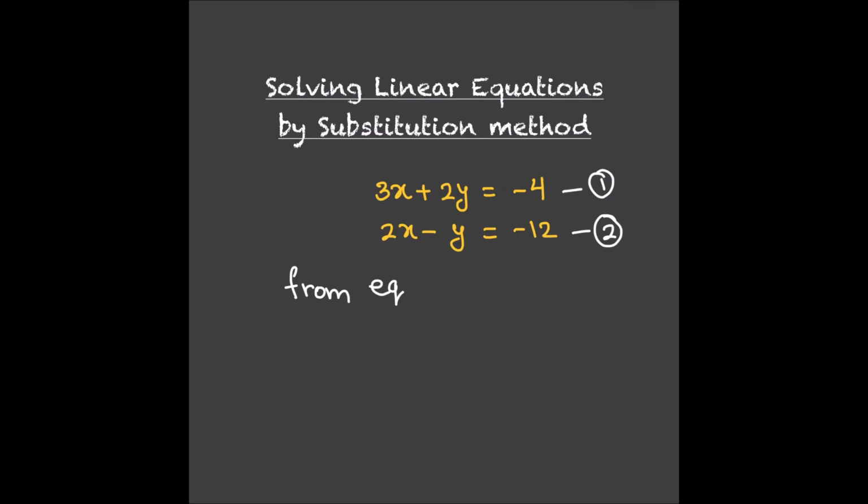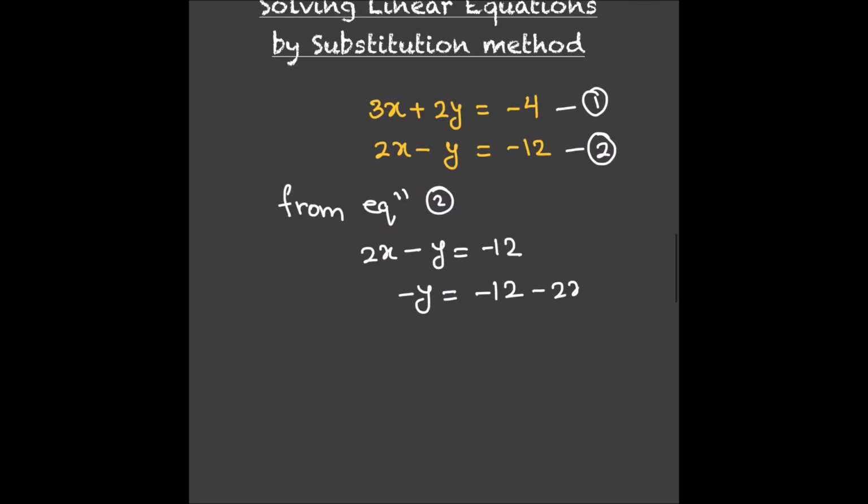From equation 2, which is 2x minus y equals negative 12, we get negative y equals negative 12 minus 2x, because we transpose this 2x to the right hand side. Now as y is negative here, we can multiply both sides by negative 1 to make y positive.